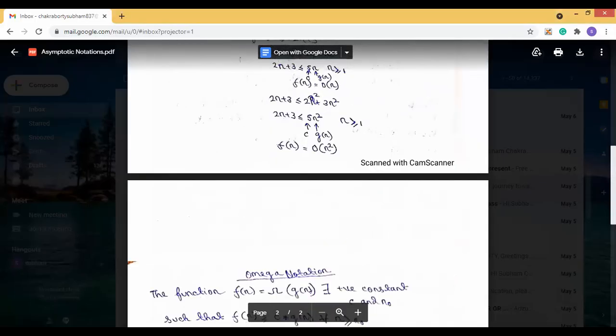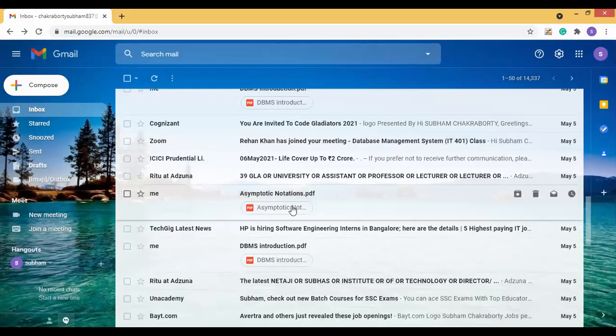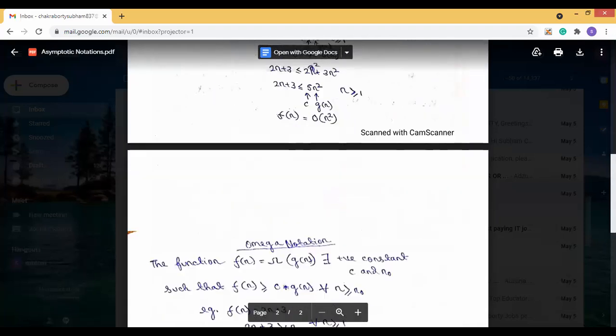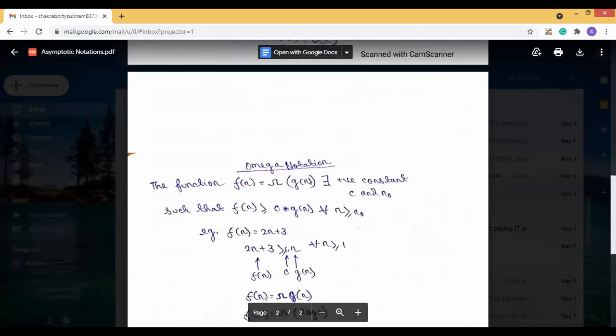For omega notation, we say the function f(n) equals omega of g(n) if there exist positive constants c and n0 such that f(n) is greater than or equal to c times g(n) for all values of n greater than or equal to n0. Then we can say it is of omega notation.